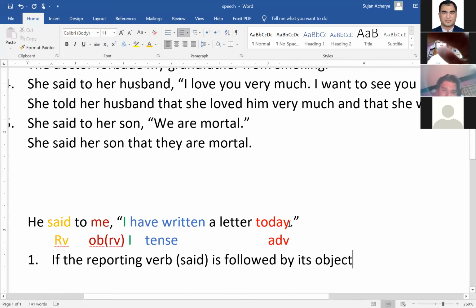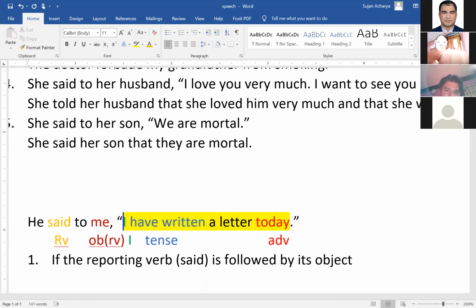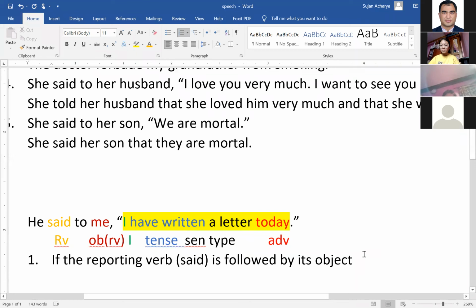And sometimes the type of sentence in direct speech. Sentence type. That is six things that you have to look at: the reporting verb and its tense, the object, whether the reporting verb is followed by an object or not, the tense of the sentence, the pronoun, the sentence type, what kind of sentence it is, and the adverb. Now, the first rule is, there are no first and second anyway, but let's start on our own.